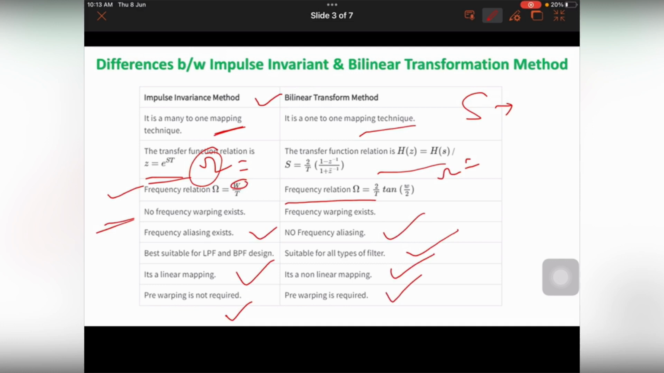So there are 8 differences. At least you can write 5 differences in the exam, and easily you can score 5 marks. You don't need to write all 8. Pick the simple points that you can easily remember, write them in the exam and score marks. As we are solving problems in the theory classes, we remember these, and you can easily write the differences in the exam.